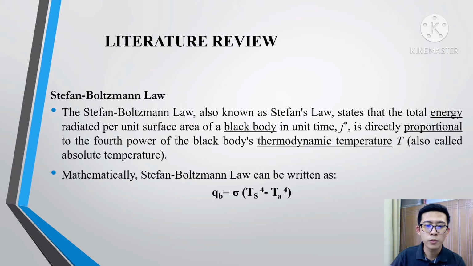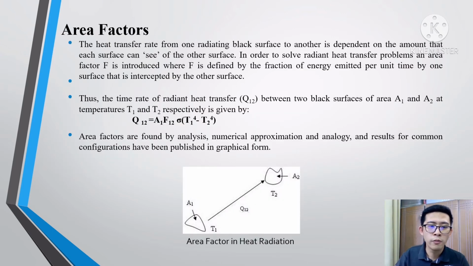For the literature review, the Stefan-Boltzmann law, also known as Stefan's law, states that the total energy radiated per unit surface area of a black body in unit time is directly proportional to the fourth power of the black body's thermodynamic temperature, also called absolute temperature. Mathematically, Stefan-Boltzmann's law can be written as QB equals sigma times (TS to the power of 4 minus TA to the power of 4).